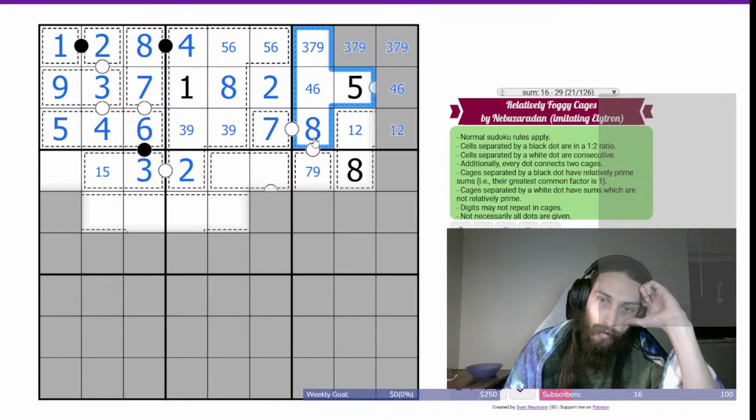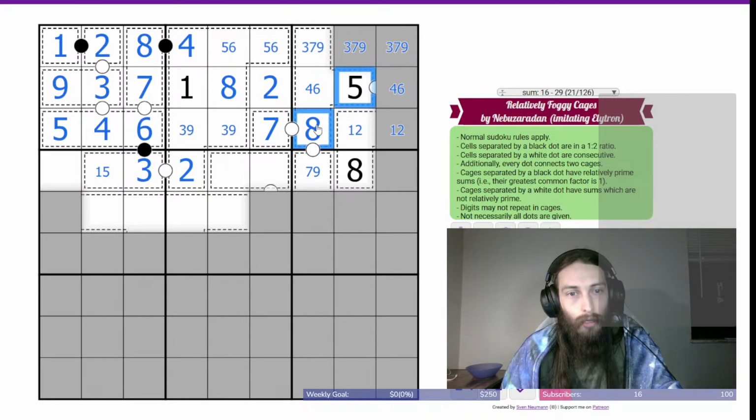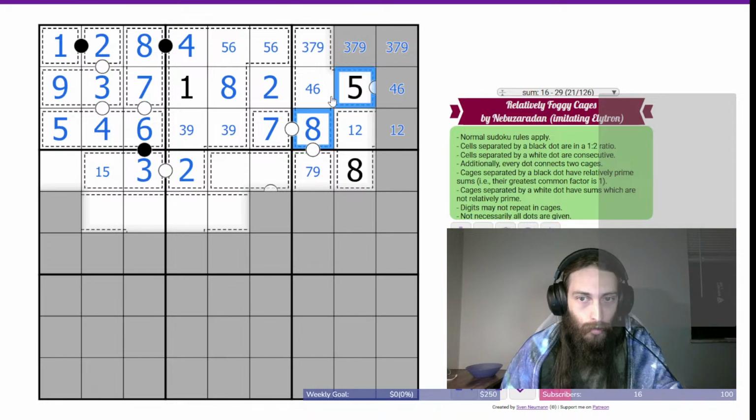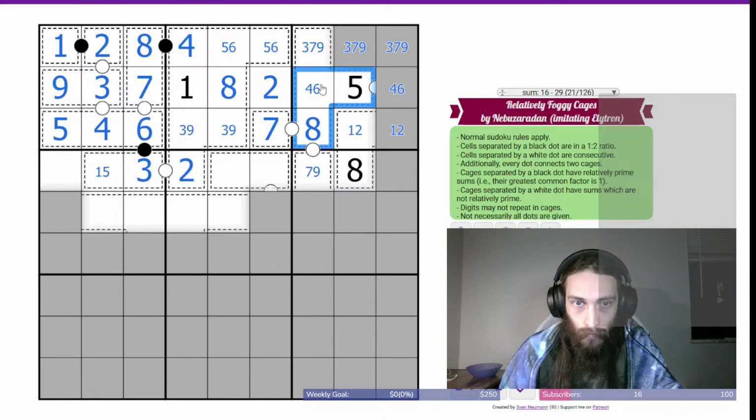Okay, what about this cage? Oh, white dots share a factor. So this has to be some multiple of 7. 13 is not divisible by 7. But 13 and 4 is 17, 20, 24, and... Say again? 26. None of those are divisible by 7.